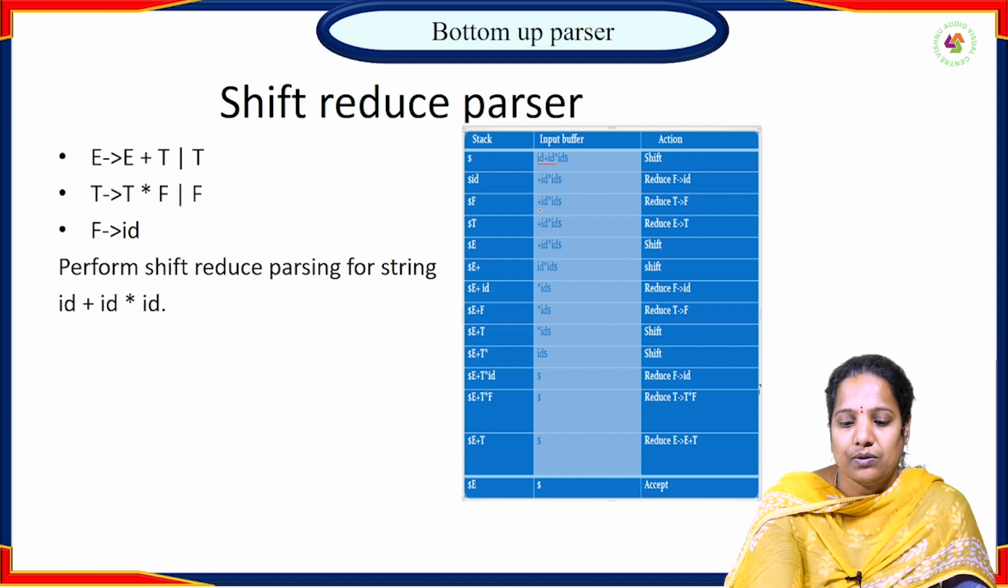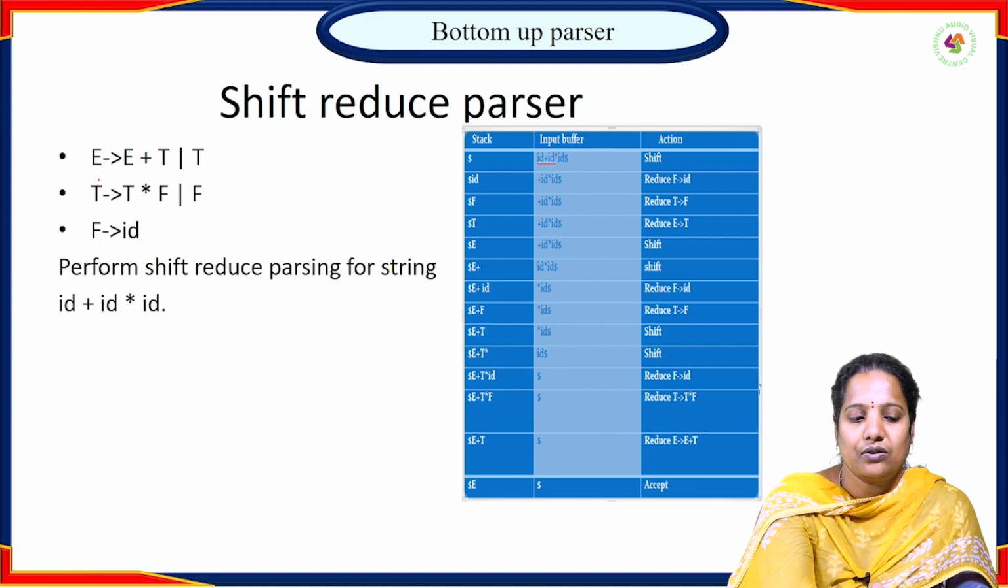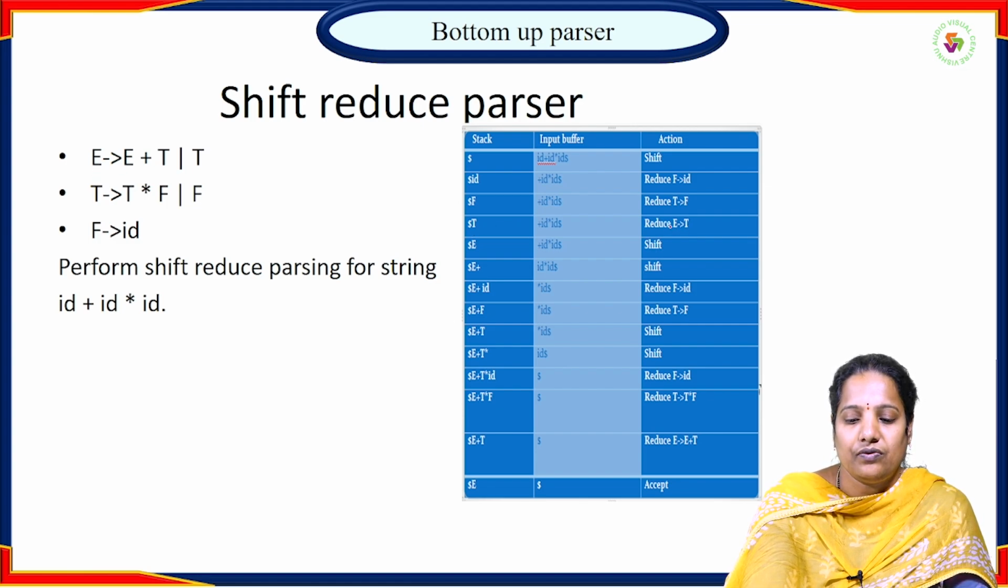The next input symbol is plus. Before inserting the next input symbol, once again we need to see the current top of the stack. We can apply the reduce action because it is also a handle, since we have a production T tends to F. So we apply the T tends to F reduce action, and the top of the stack becomes T. Once again it is a handle, so we reduce by the production E tends to T, and push E onto the stack.